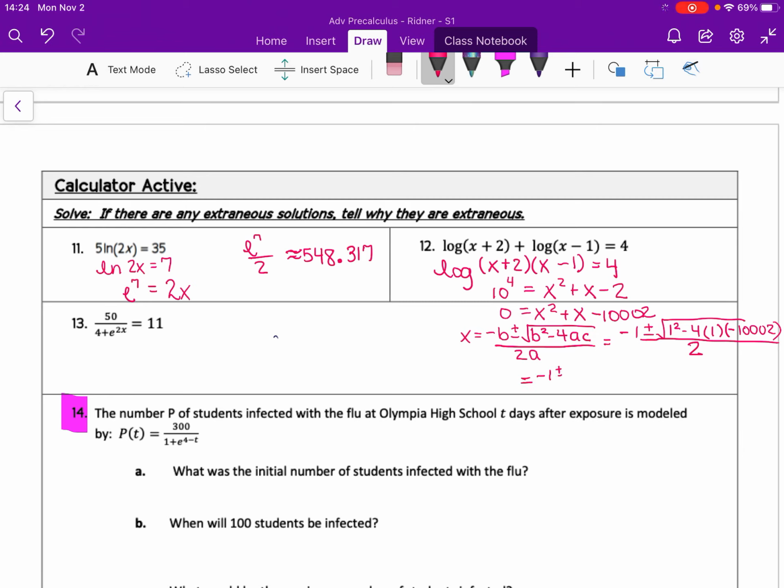So this is awful, by the way. 40,009 all over 2. So if I do the plus one, I get approximately 99.511 in my calculator. But if I do the negative one, I get a negative number. And I cannot get that one, so this is the only answer.